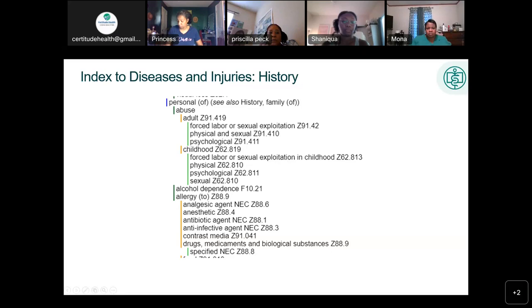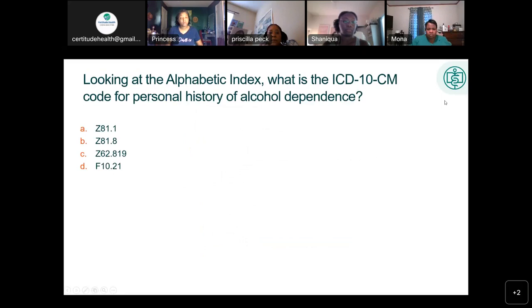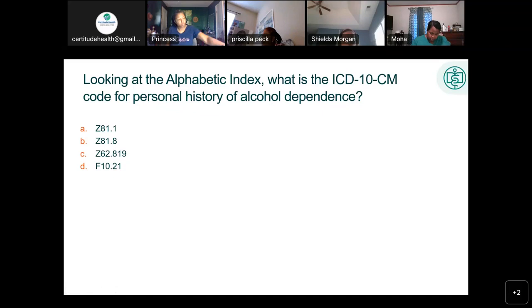So let's do a coding example. Looking at history. The question says, looking at the alphabetic index, what is the ICD-10-CM code for personal history of alcohol dependence? We first have to identify our main terms so that we know what to look up when we go to the alphabetic index. So what term do y'all think we're going to use? Are we going to use the word personal, history, alcohol, or dependence?